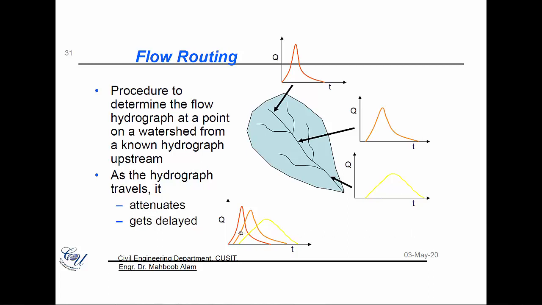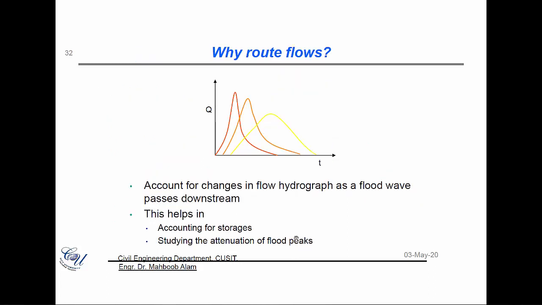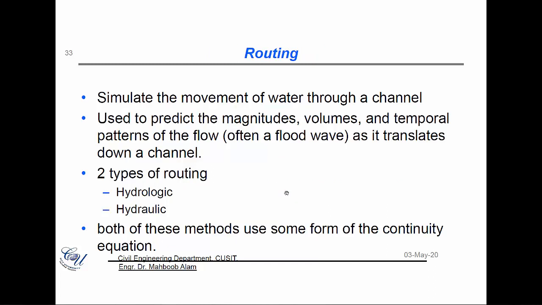And this is what we need to know. If I have this hydrograph, I need to find out how it would look at some location downstream. This is important because we need these values to plan our activities associated with water and water management. As I said earlier, this helps in accounting for storages and also in looking at flood peaks, how the flood peak would change as the flood moves downstream. So it has a lot of practical applications.